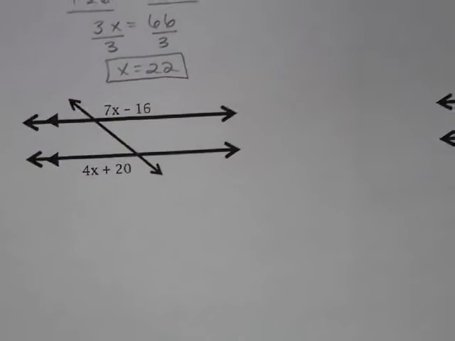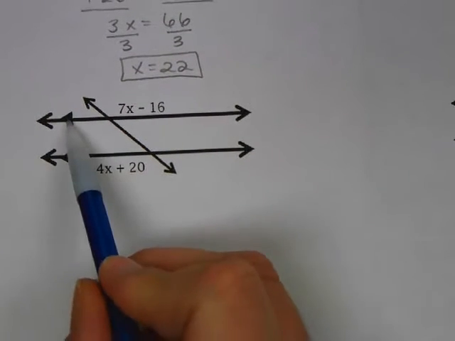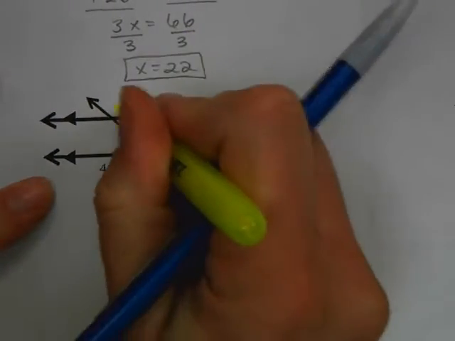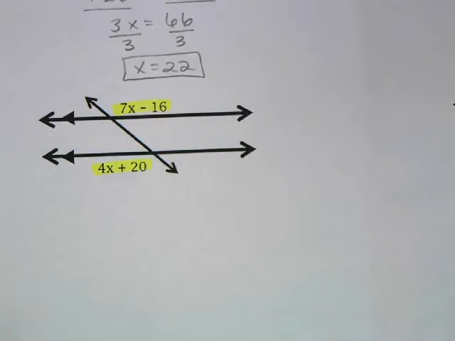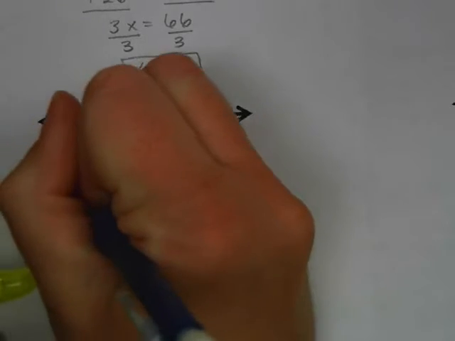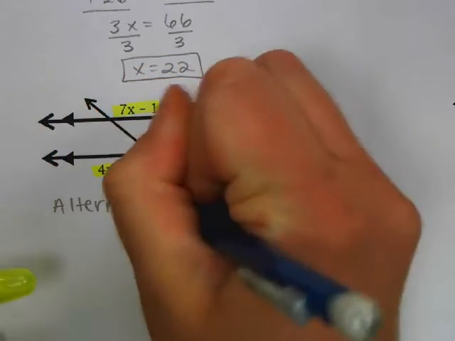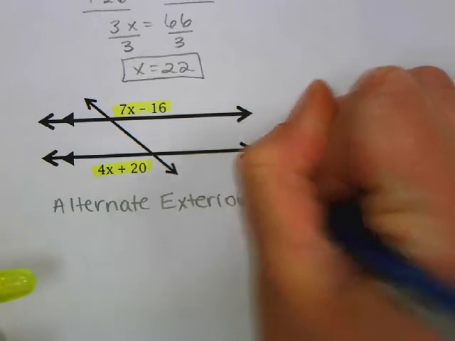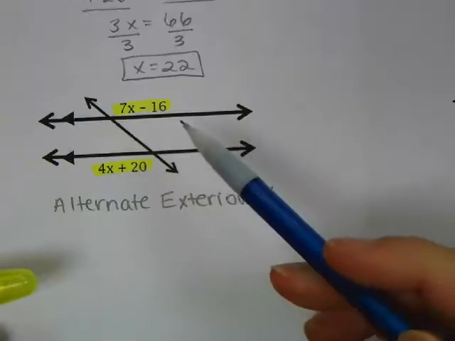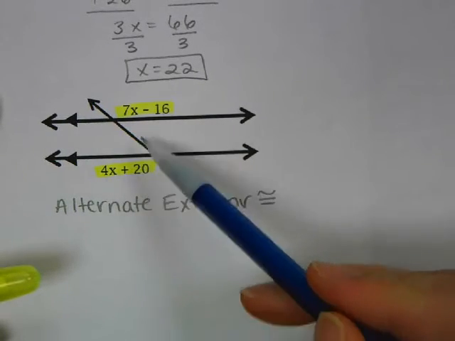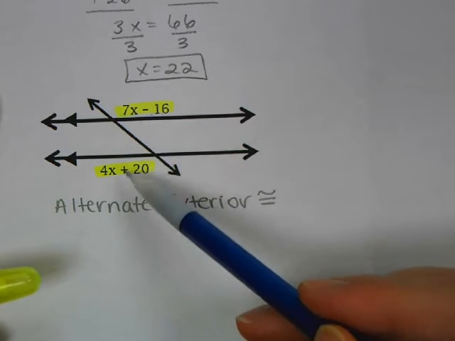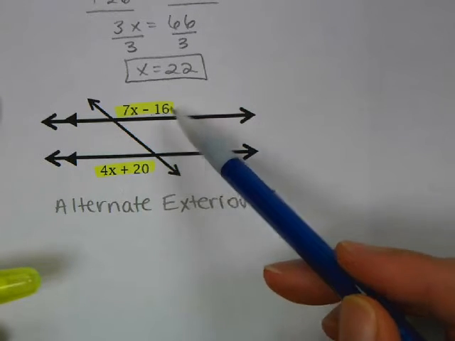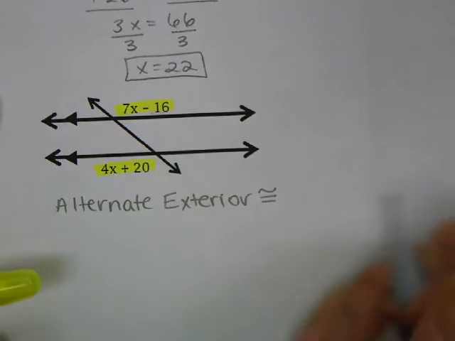Right down at the bottom left, we have two parallel lines cut by a transversal. And this time we are given alternate exterior angles. And alternate exterior angles are congruent. So that means that the measures of the angles are going to be equal. So 7x minus 16 is going to equal 4x plus 20.